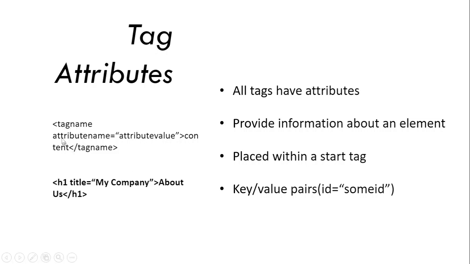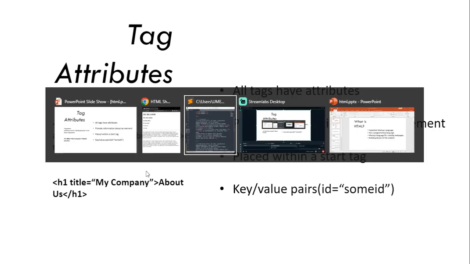We have the tag name, we have the attribute name, and then we have the attribute value. The attribute value is always put in either single quotes or double quotes, more preferably double quotes. And then we have the content that we are wrapping our tag with, and then we have the end tag. So they always come in key value pairs. We have the key, that's the attribute name, and the value, that's the attribute value, and then they produce what we want them to produce. So let's go into the links.